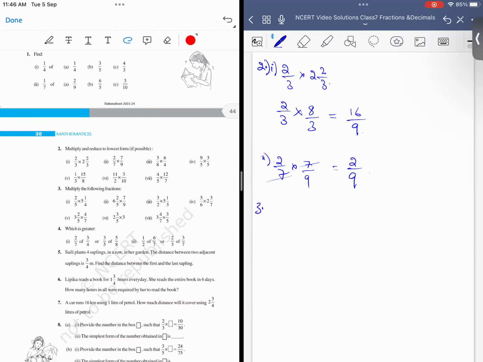Question number 3. Multiply the following fractions. So first one, if you see 2 by 5 into 5 whole 1 by 4. So again, this process is the same. First, if there is a mixed fraction, convert it to improper form and then multiply it. And if it is in simplest form, bring it in simplest. Okay. So 2 by 5 into 5 whole 1 by 4. So that is 21 by 4. Okay. Now multiply it.